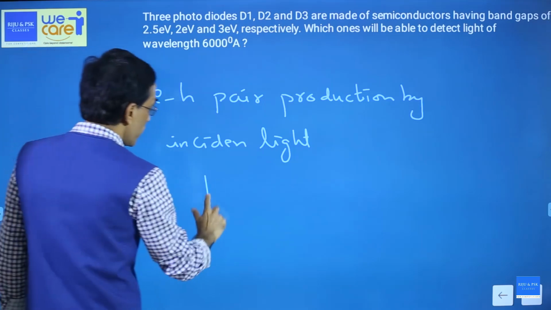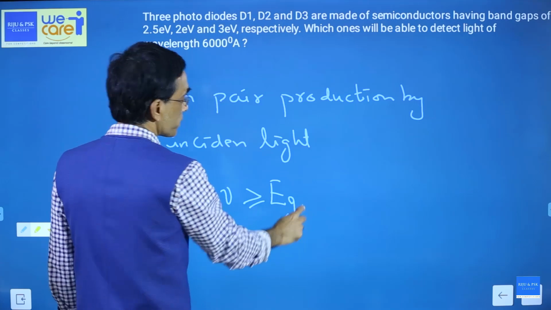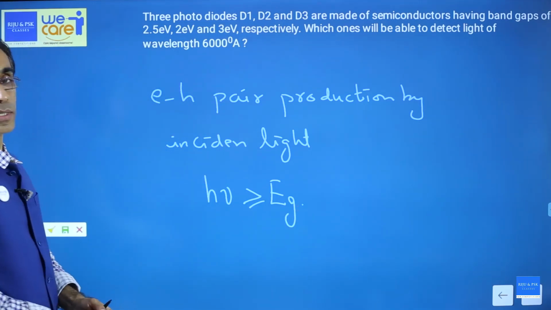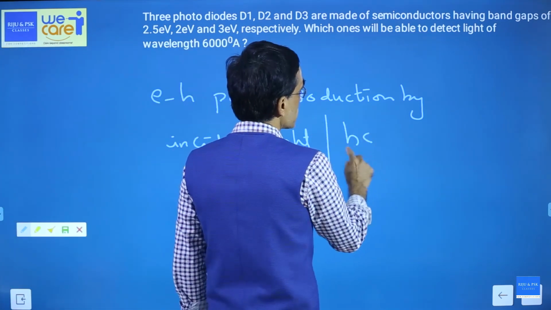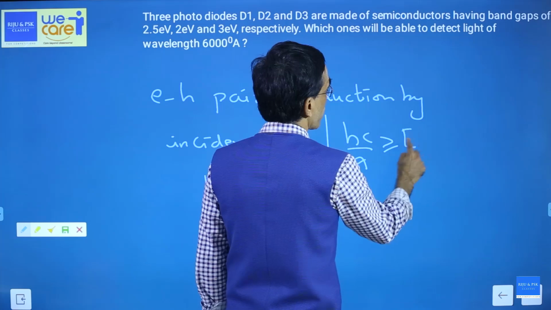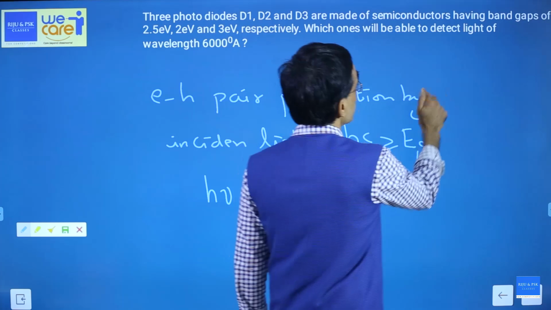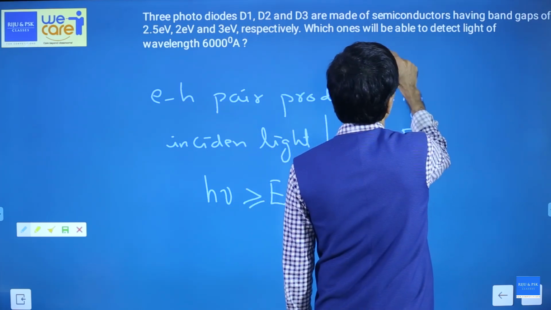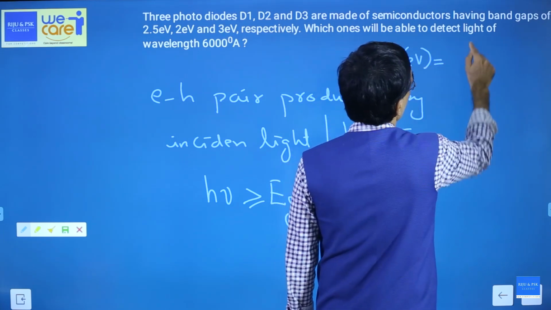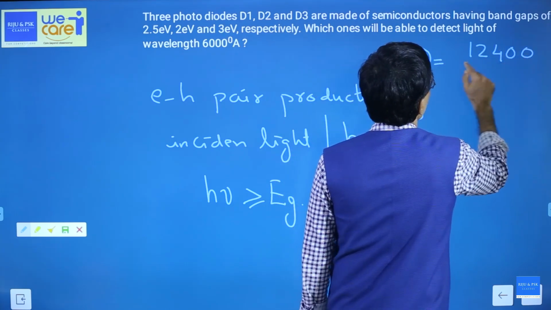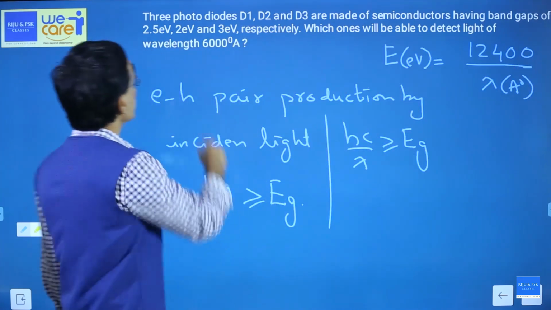What is the condition? The incident photon's energy must be greater than or equal to the energy gap. Or this incident energy can also be calculated as hc by lambda must be greater than or equal to the energy gap. And if you want quick calculation, there is a shortcut. Energy of photon in electron volt is given by 12,400 divided by wavelength in Angstrom. So you can calculate the energy in electron volt because these are given in electron volt.